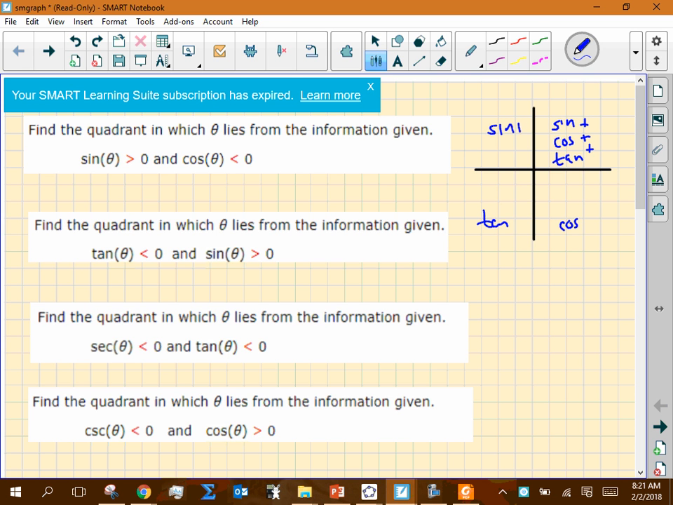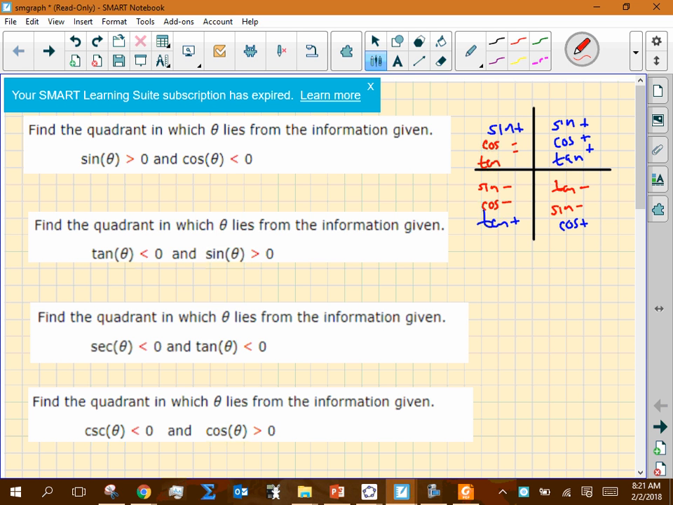So the remaining ratios, cosine and tangent here are negative. Sine and cosine here are negative. Tangent and sine are negative there.